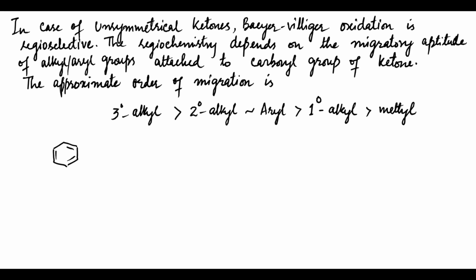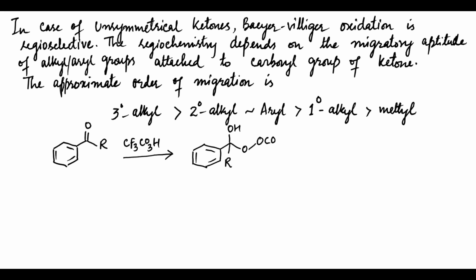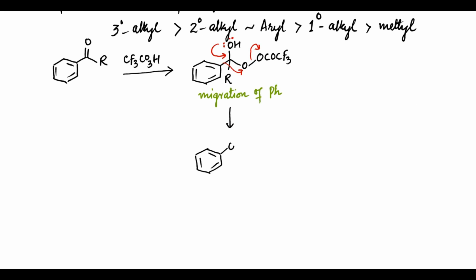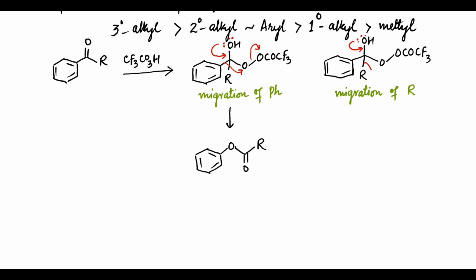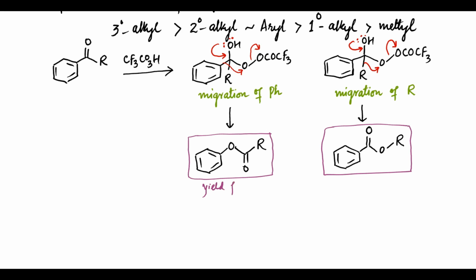Consider, for example, this alkyl aryl ketone. The treatment with peroxyacid will form this peroxide intermediate. The migration of phenyl group to oxygen will form this ester with oxygen inserted between phenyl and carbonyl carbon. Alternatively, the migration of R to oxygen will form this ester, with oxygen inserted between R and carbonyl carbon. The percent yield obtained for different alkyl groups has been calculated for this reaction.